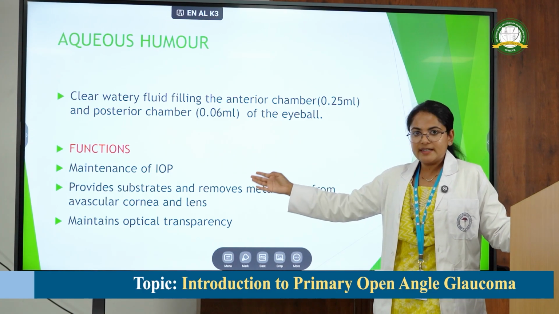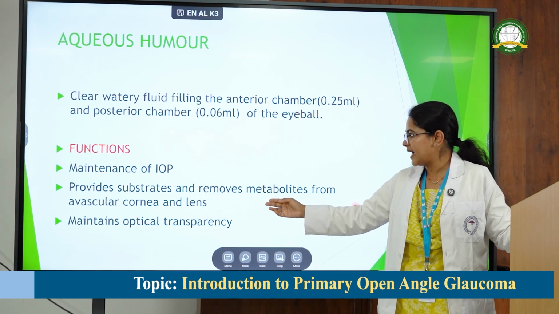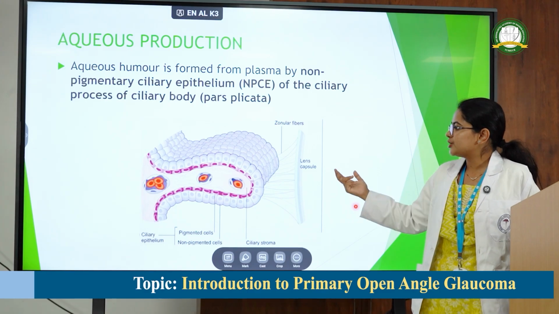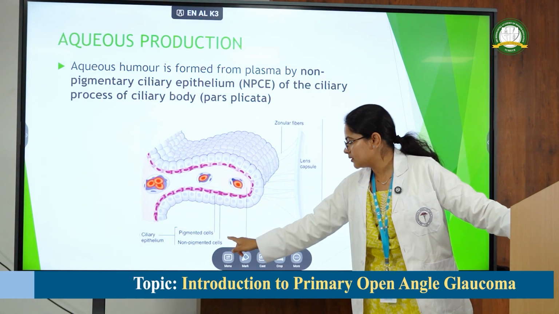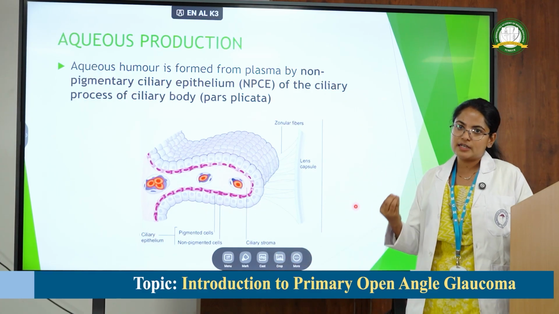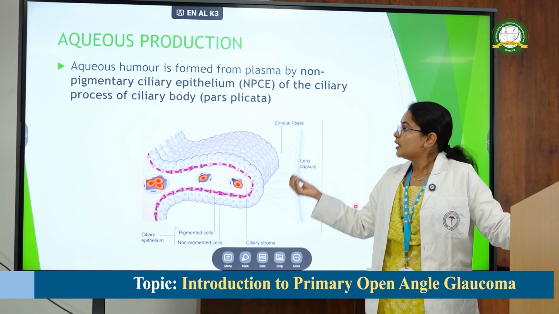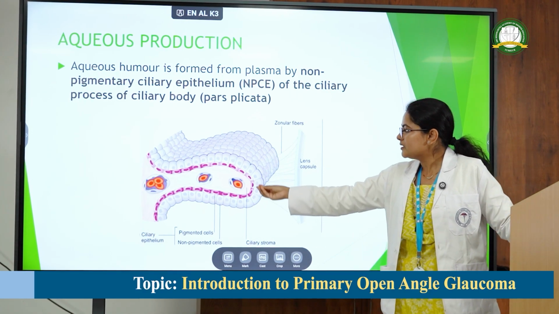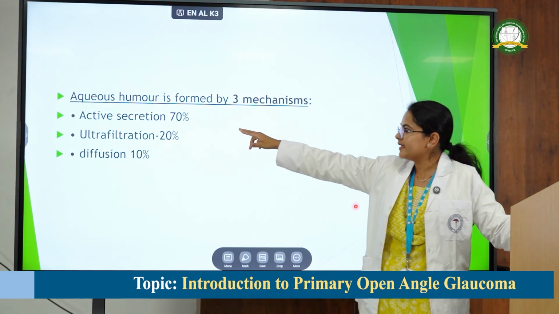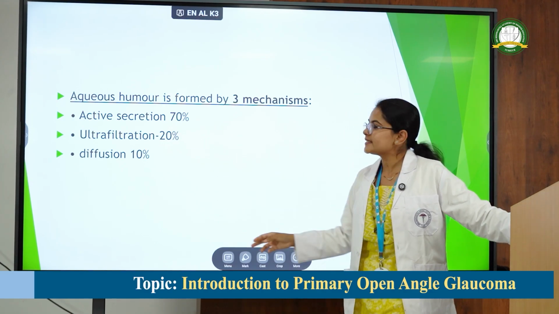It maintains IOP in the eye, provides substrates and removes metabolites from the avascular cornea and lens. It maintains optical transparency. Now aqueous production. As we discussed earlier, the non-pigment cells of the ciliary epithelium create almost 70% of your aqueous. The other 20 to 30% is secreted by diffusion from the stroma. So, three secretions. Active secretion by non-pigment epithelium of ciliary body, ultrafiltration is 20% and diffusion is 10%.